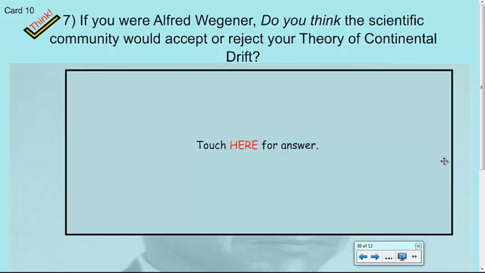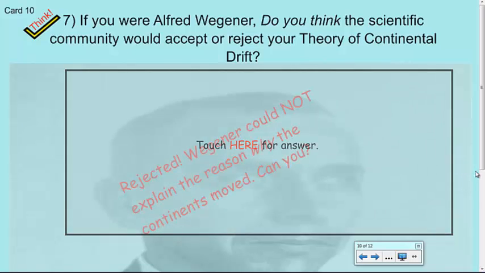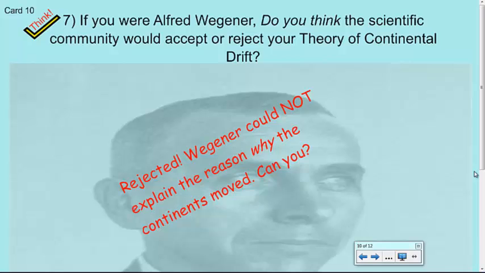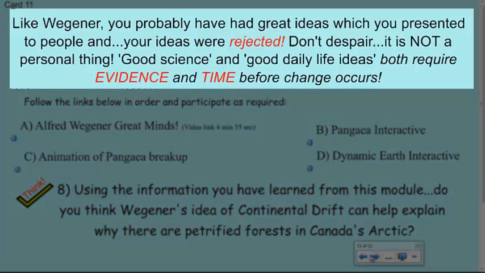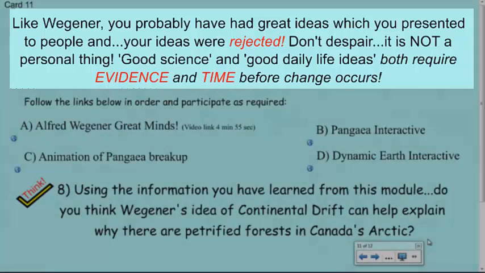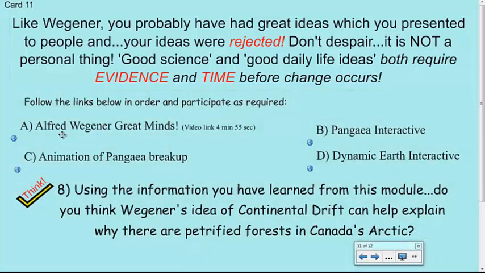And in this next card, if you were Alfred Wegener, do you think the scientific community would accept or reject your theory? And then it shows it was rejected. In card 11, students are asked to not despair if their good ideas are rejected, because good science and good daily life require both evidence and time before change occurs.